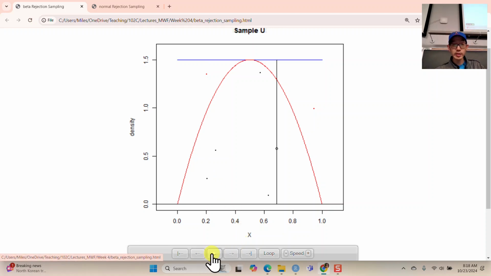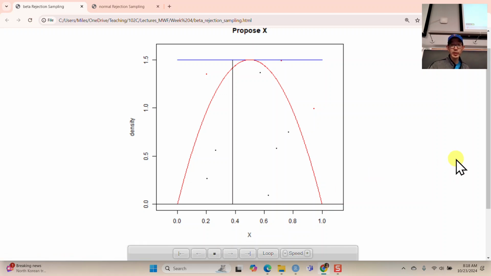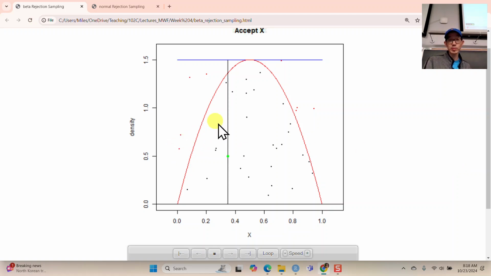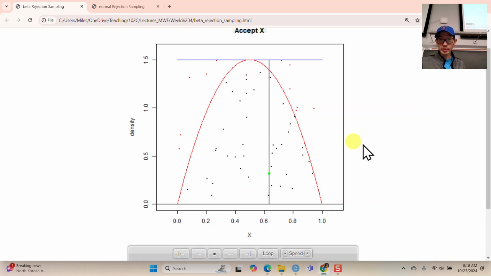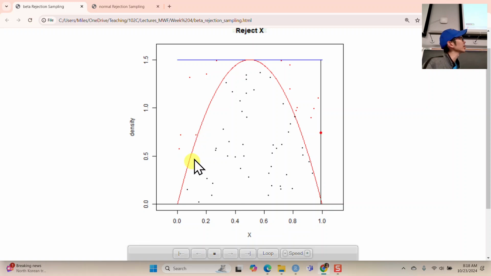And I'll just go ahead and run the animation. Here you can see the black line showing what values we're proposing. It proposes values between 0 and 1 with equal probability, and it's just generating random u's. Sometimes the random u is below the line, in which case we would accept it. Sometimes it's above the line, in which case we would reject it. This one came really close, but it was below the line. This one came really close, but it was above the line.